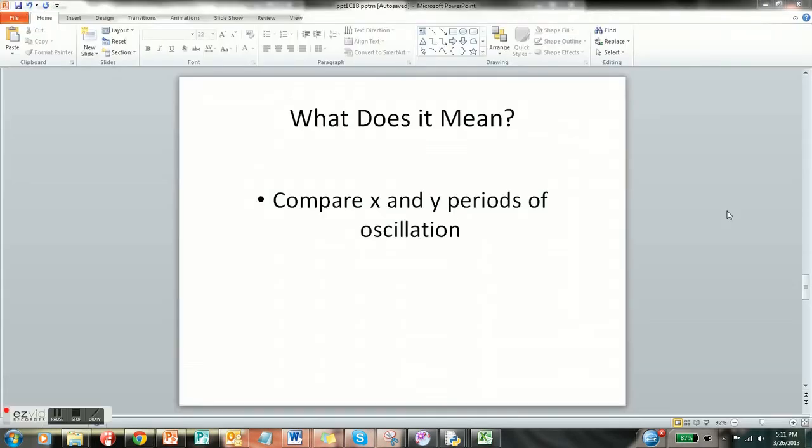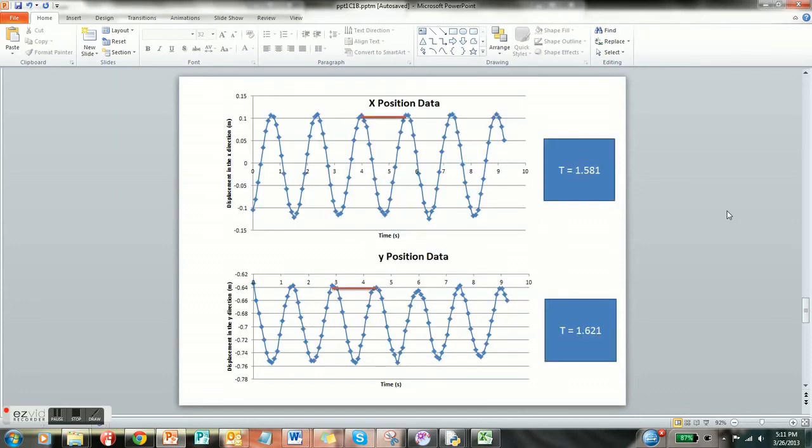So what does it mean exactly, comparing the x and y periods of oscillation? Well, I graphed the x and y positions with respect to time and found the period by comparing the peaks. I found the period of oscillation in the y to be 1.62, which is higher than the x period of oscillation, 1.581. This is because there was initially more displacement in the x, so it would be going faster and therefore have a smaller oscillation period.